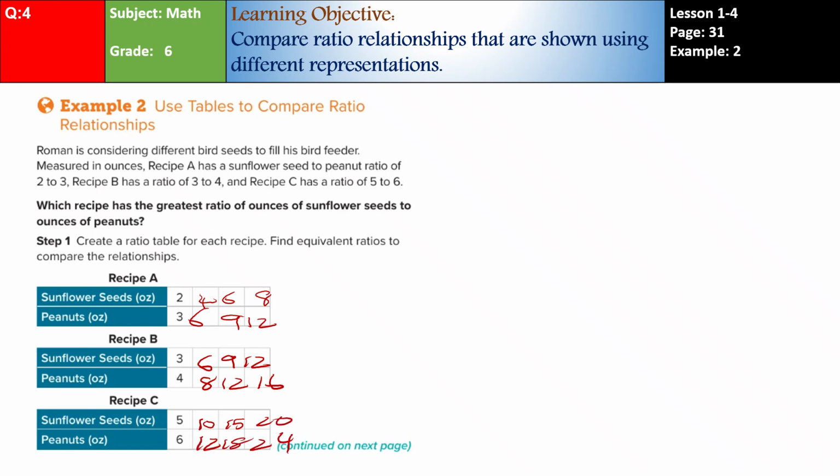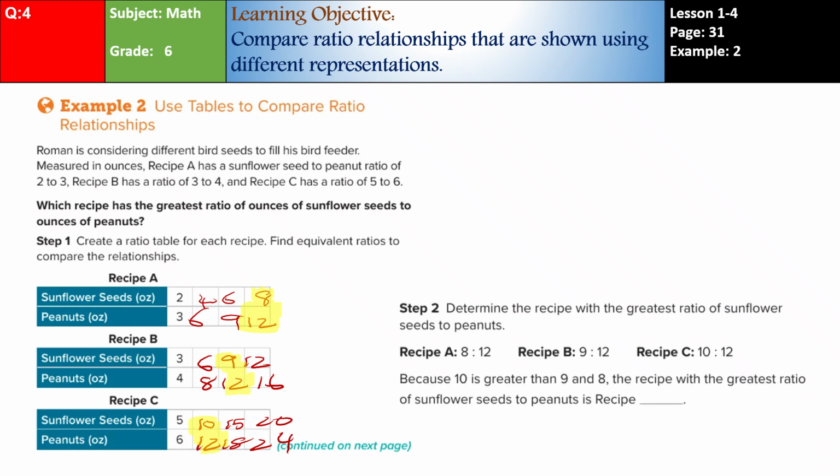Now we will see the same. Either we can take sunflower or peanuts. So here I'm looking at the peanuts. Peanuts has 12 here, 12 here and 12 here. So now we will see which has the highest. 8 and 12, 9 and 12, 10 and 12. Which is the greatest? Recipe C. So recipe C has the greatest ratio of sunflower seeds to peanuts.